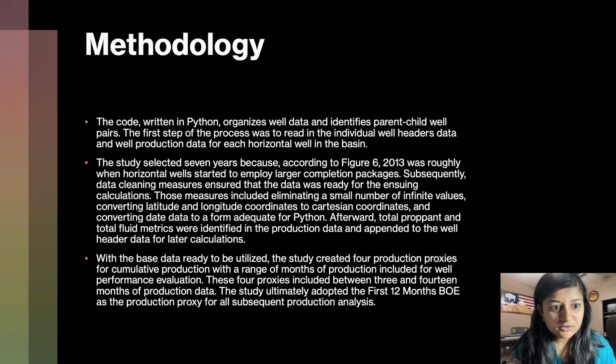Afterward, total proppant and total fluid metrics were identified in the production data and appended to the well header data for later calculations. With the base data ready to be utilized, the study created 4 production proxies for cumulative production with a range of months of production included for well performance evaluation. The 4 proxies included between 3 and 14 months of production data. The study ultimately adopted the first 12 months of BOE as the production proxy for all subsequent production analysis.